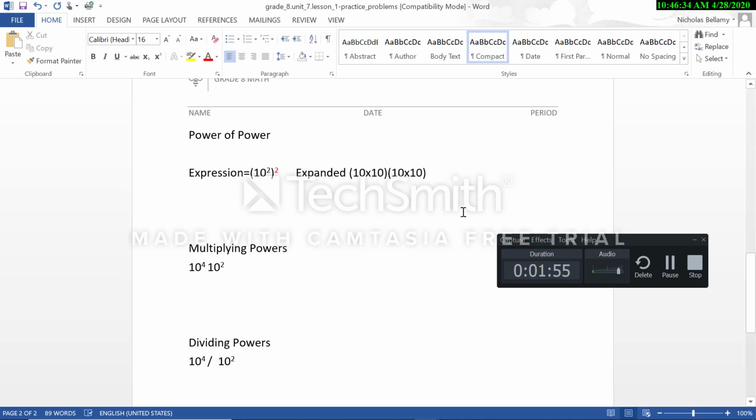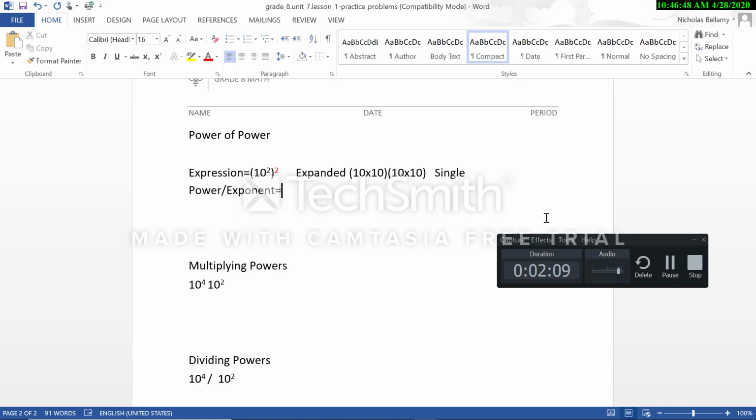And then if I were to write this with a single power or a single exponent, it would equal 10. And then how many times am I multiplying this? 10 times 10 times 10 times 10. 10 to the fourth power. Okay. We can also say that when you have a power of a power, you are simply multiplying your powers.